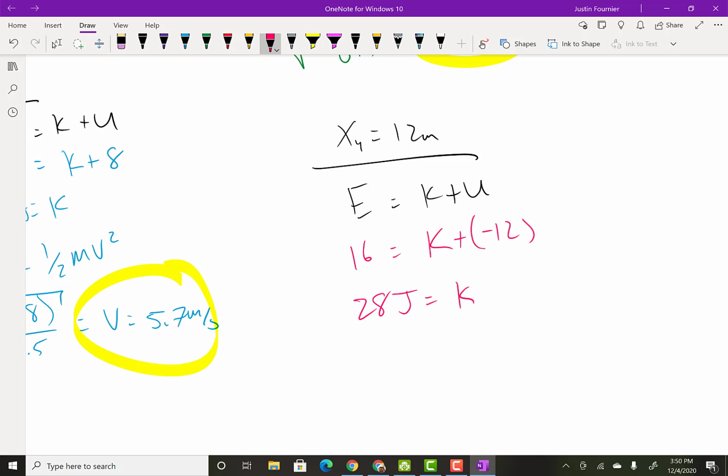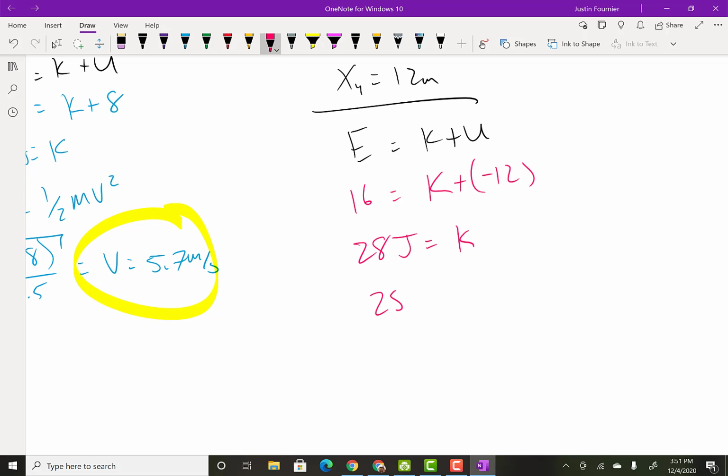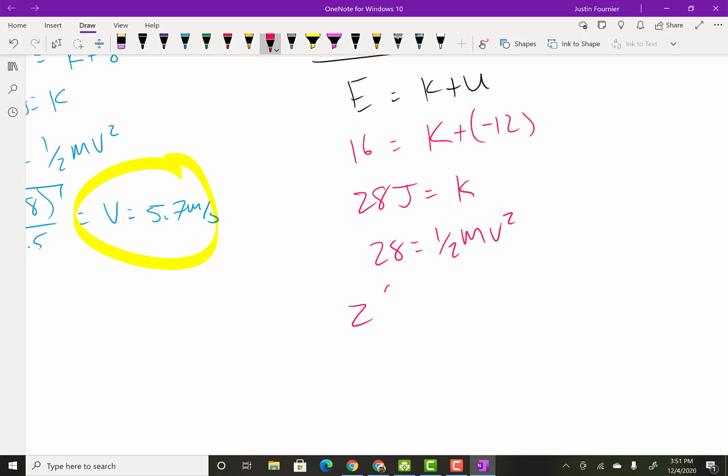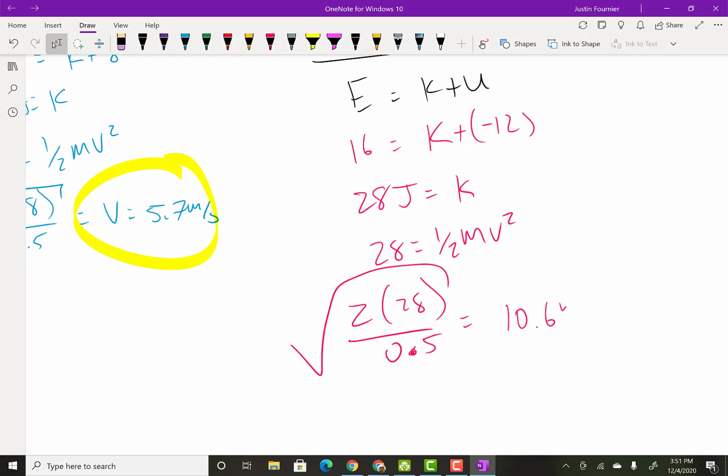And again, we want the speed, though. So we're going to do 1/2 mv squared: 2 times 28 divided by 0.5. Take the square root of my answer. I'm getting 10.6 meters per second. And that's the velocity there.